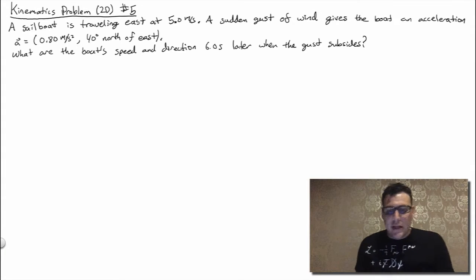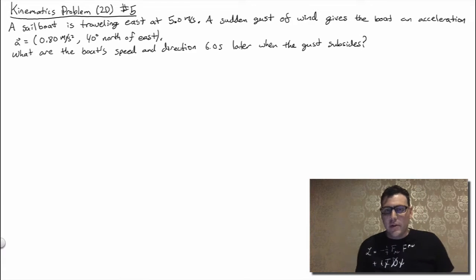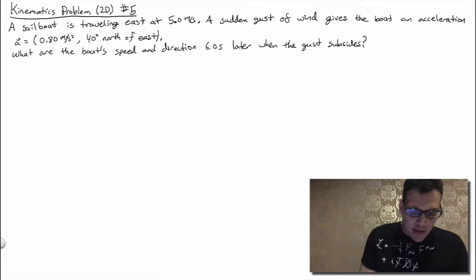We're going to do another 2D kinematics problem. This will be number 5. It's going to be about a sailboat who gets blown by a gust of wind. So let's go ahead and get started.